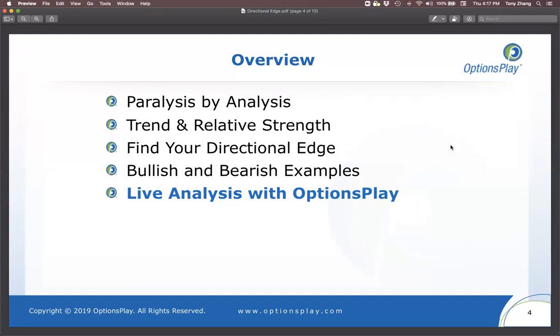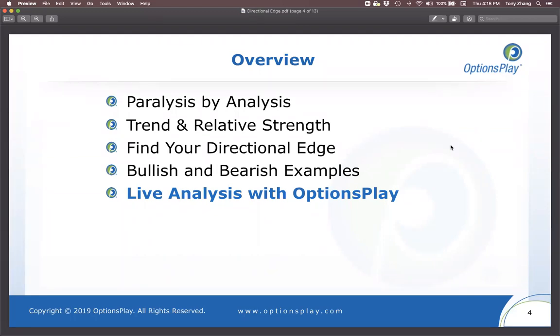I have a lot to cover here today, and we don't have a lot of time. So I want to go over a few different things. Number one, paralysis by analysis. This is the thing that we all suffer from today. Too much information, information overload. How do we get through all of that? So in order to do that, we're going to talk about two indicators: the trend indicator and the relative strength indicator. I want to talk about how we determine trend, how we determine relative strength, and more importantly, how you gain a directional edge by combining those two together.